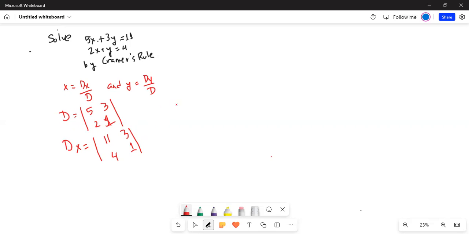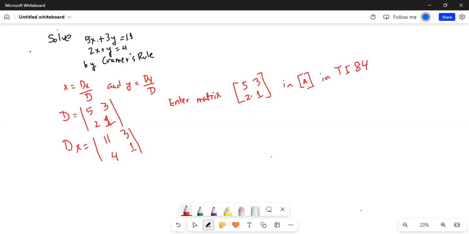So how will I find the determinant D? I will enter the matrix 5, 3, 2, 1 in matrix A in the TI-84. How do I do that in the TI-84? Okay, so what do I do?